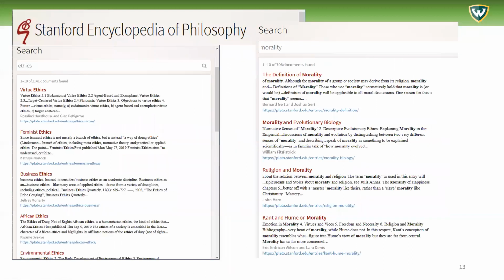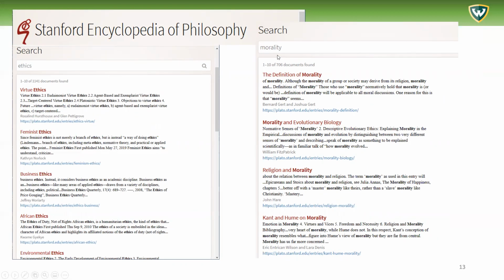And if you do a little search to confirm this idea, in the distinction between ethics and morality, I searched the Stanford Encyclopedia of Philosophy, and you see that the term ethics is usually associated with virtue ethics, or feminist ethics, or business ethics, or African ethics, or environmental ethics, as if they're all in their own world. Whereas the term morality is about the basic, most general ideas of good and bad behavior in human action. So morality and evolutionary biology, religion and morality, and so on.